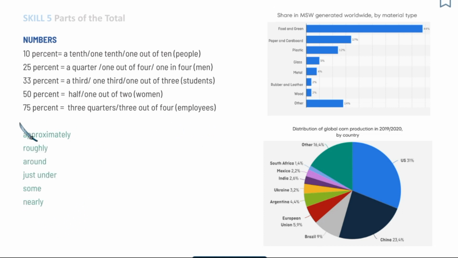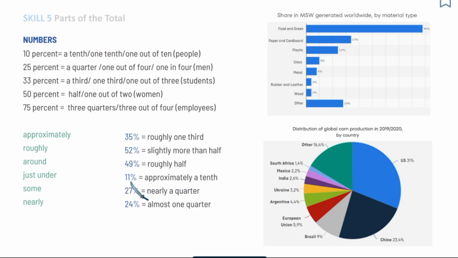We can use the words of approximation. They are very handy. We can use them in any type of visual, so please learn them if you haven't yet. How can we use them when we talk about parts of the total? Well, that's very easy. For example, if we're talking about 35%, we can say that this is roughly 1/3. 52% would be slightly more than half. 49% would be roughly half. 11% is approximately a tenth. 27% is nearly a quarter. And 24% is almost 1/4.